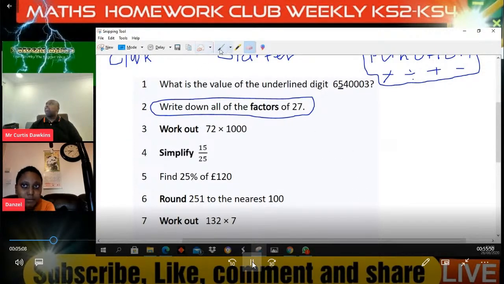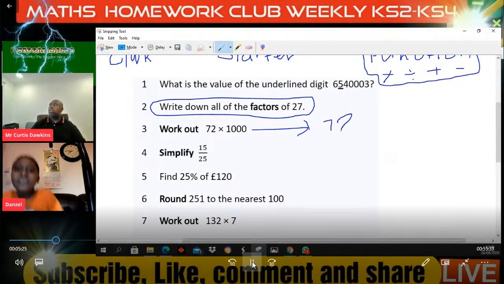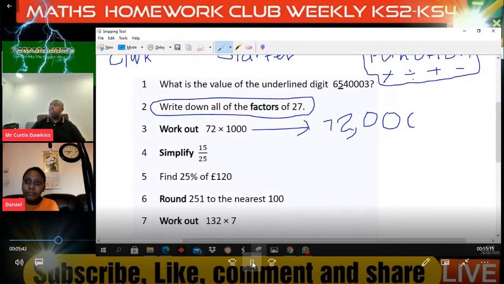Now read the next question for me, Denzel, and see if you can tell me the answer. Work out 72 times 1000. So what do you think 72 times 1000 is? 7,200? 2,000? No, it's 3 zeros, Denzel. So it's going to be 72,000. Write this down in your book.